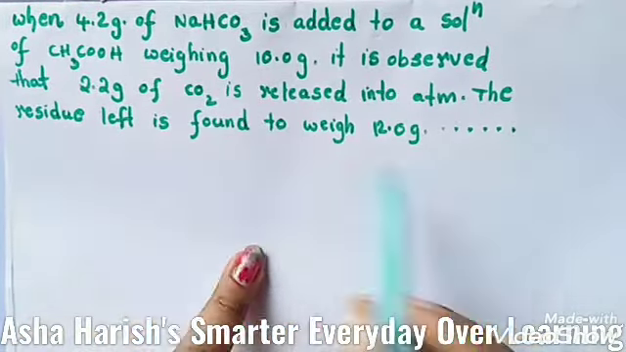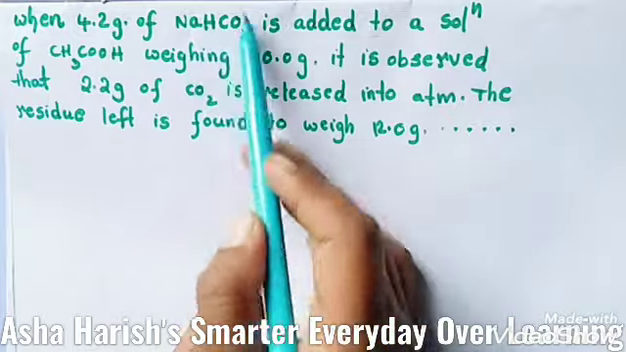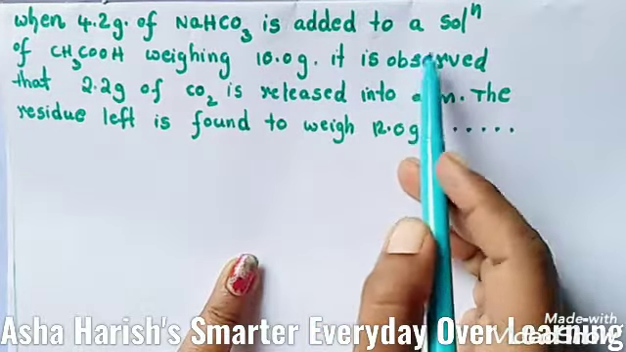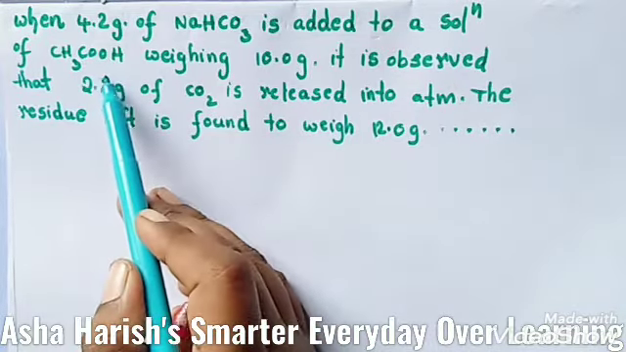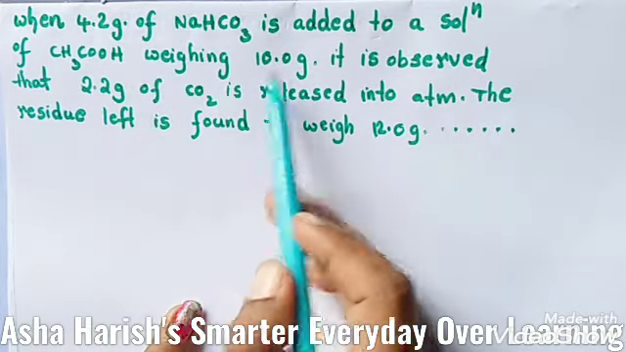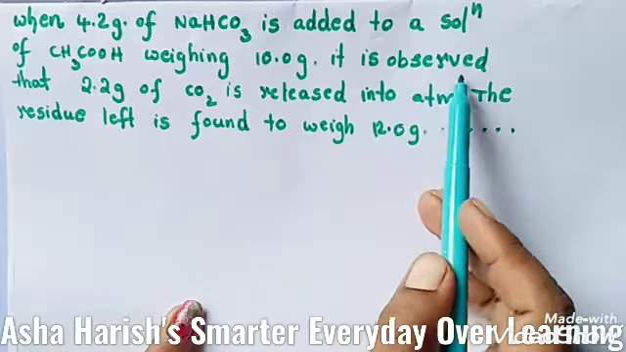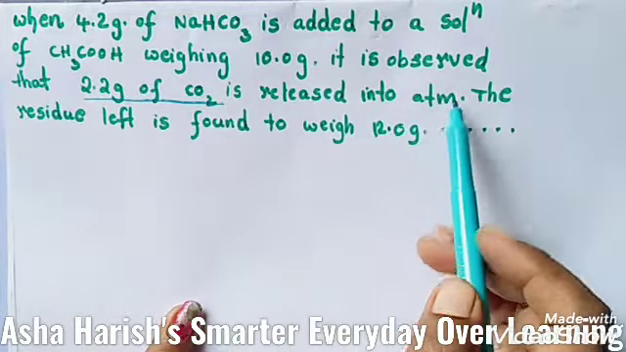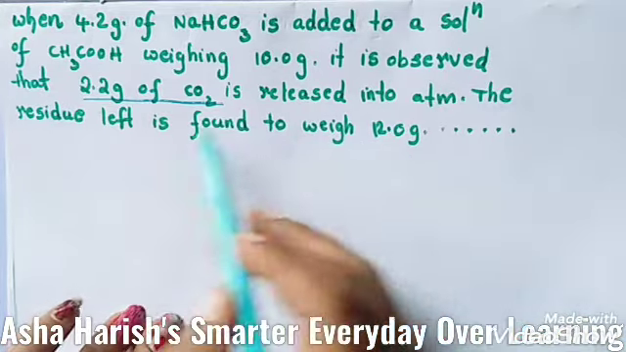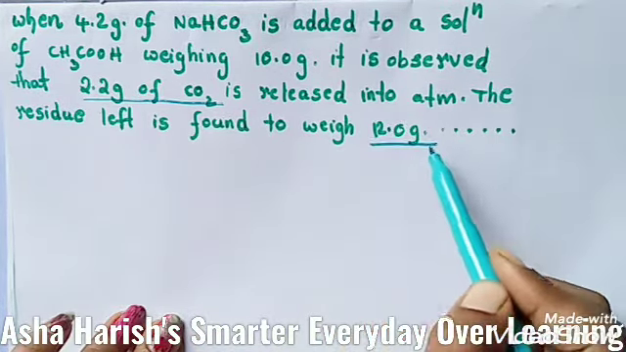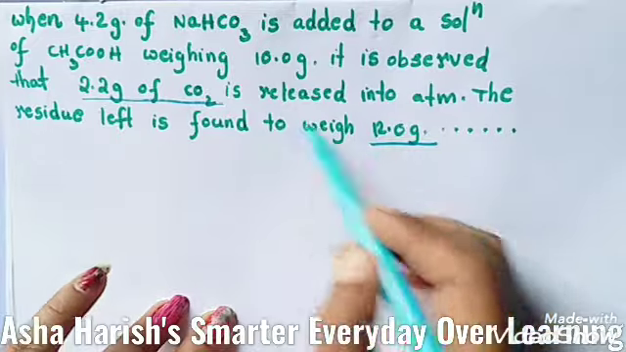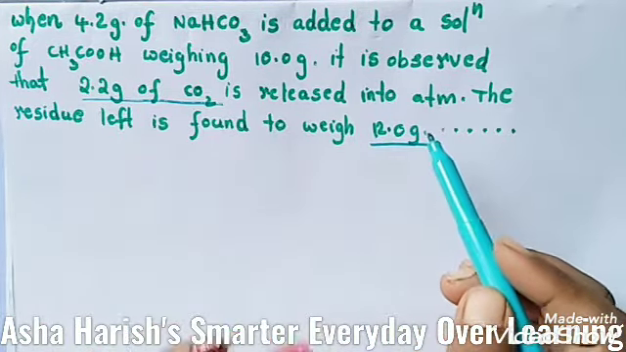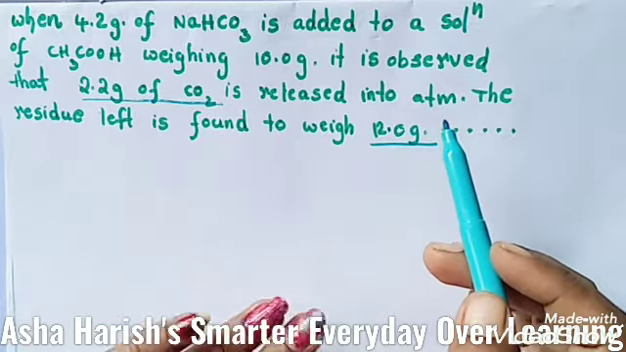When 4.2 grams of NaHCO3, this is sodium bicarbonate or sodium hydrogen carbonate, is added to a solution of acetic acid, the formula of acetic acid is CH3COOH, weighing 10.0 grams, it is observed that 2.2 grams of CO2 is released into the atmosphere. The residue left behind is found to weigh 12.0 grams. Show whether these observations are in agreement with the law of conservation of mass or not. We shall discuss now the solution of this.